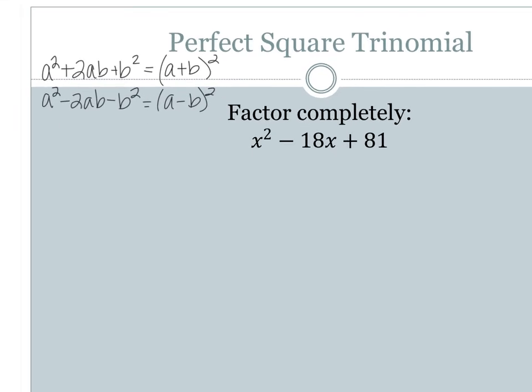Now this one's going to be a little different. We actually have a subtraction sign here. Very first thing we're going to do is, I know this is a perfect square trinomial, first off because it tells me so, but the very first thing I said when we started was that we're looking for perfect square roots. So I'm going to look at all of the coefficients, the numbers in front of the variables, and see if they're perfect squares.